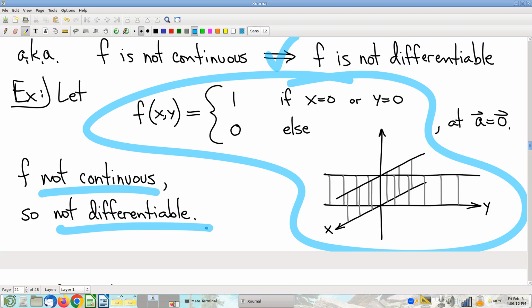Everybody with me? Yep. Is it what now? Yeah. I'm not saying it's not defined. The value of the function at the origin. You're quite right. The value of the function is 1.